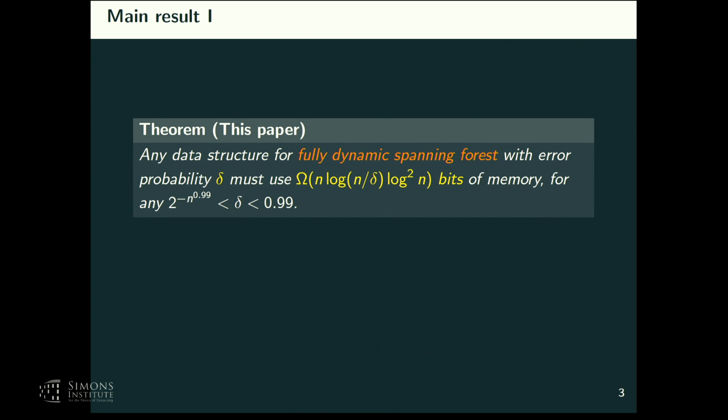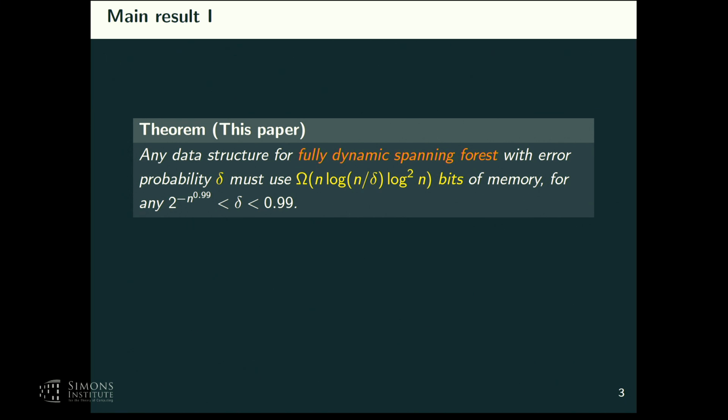So the first observation is that we cannot hope to prove this exact bound for all possible delta. Because, for example, there exists an n² bit solution, namely just remembering the entire adjacency matrix of the graph, which achieves error probability 0. So in particular, when this delta is smaller than 2 to the minus n, we cannot hope to prove a lower bound of this form.